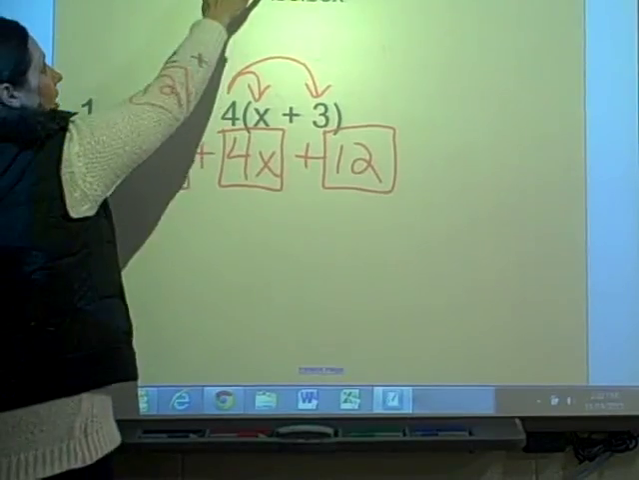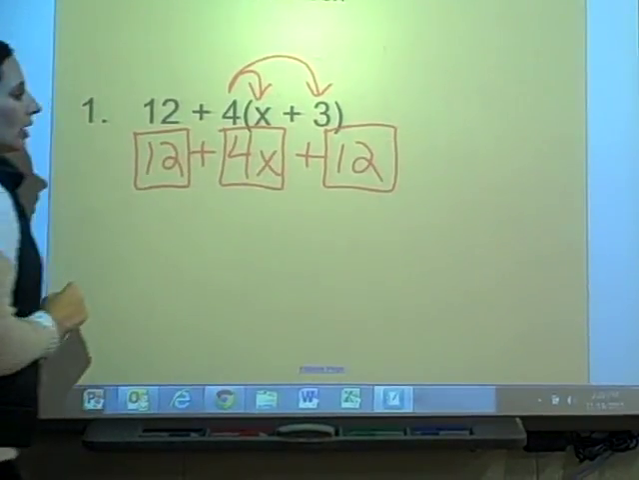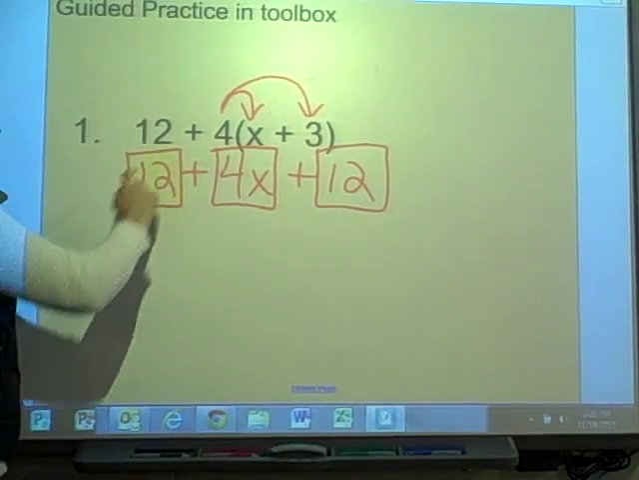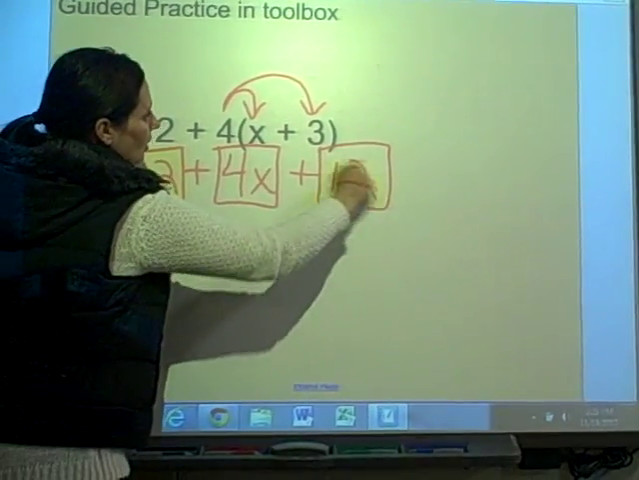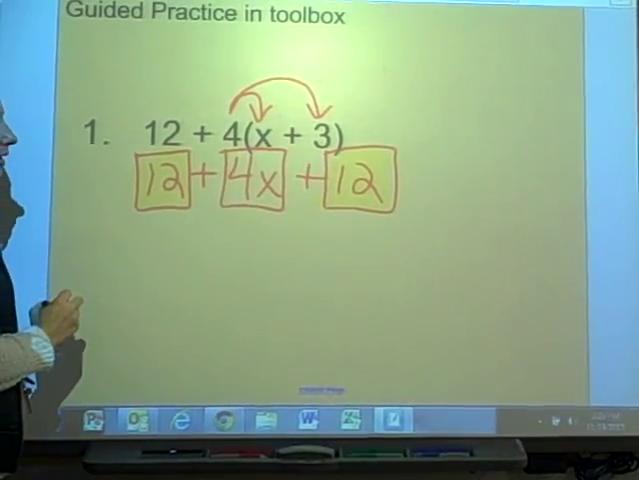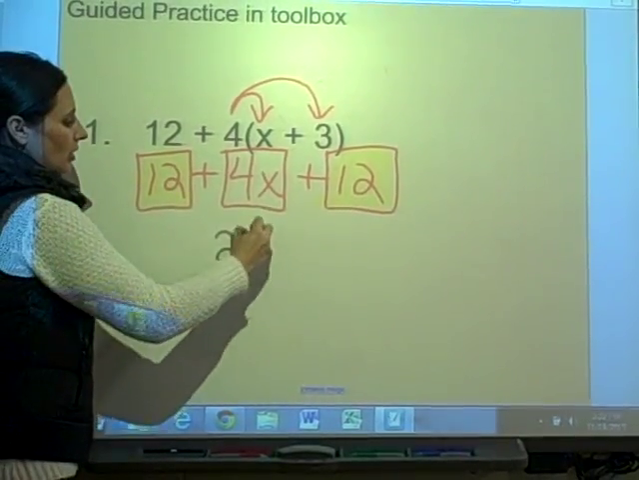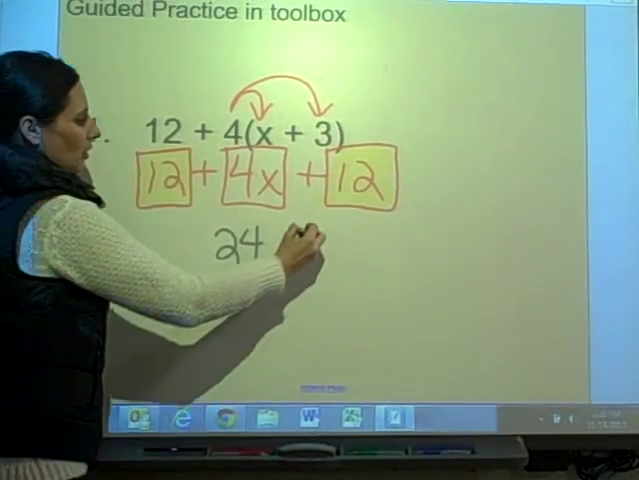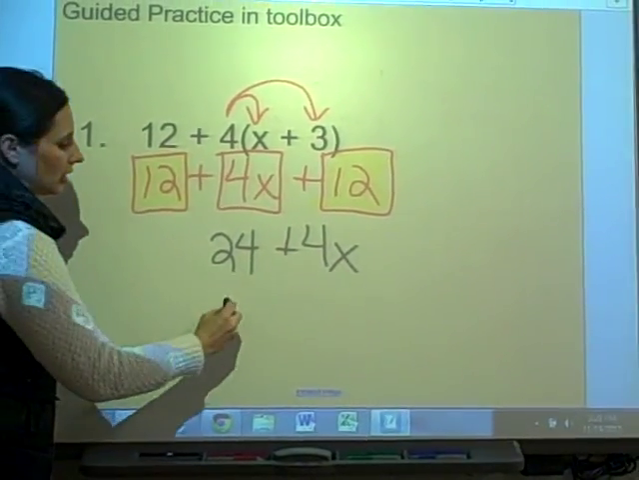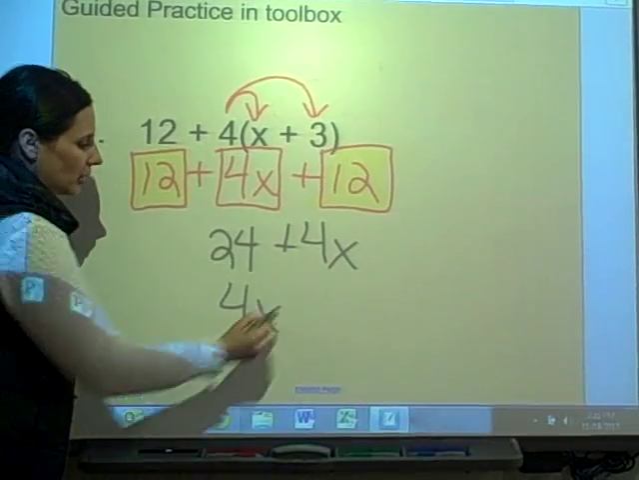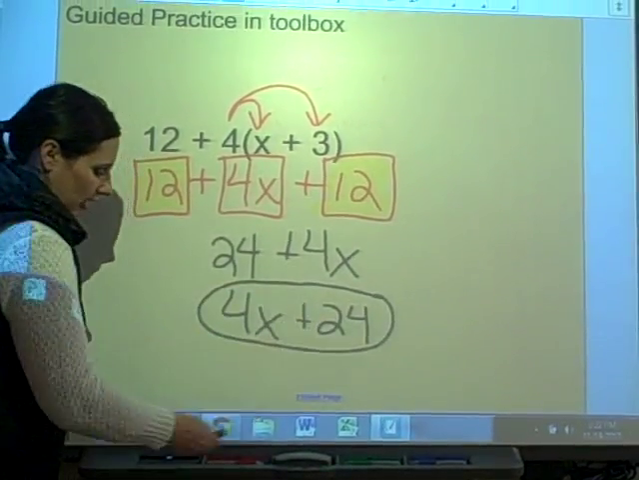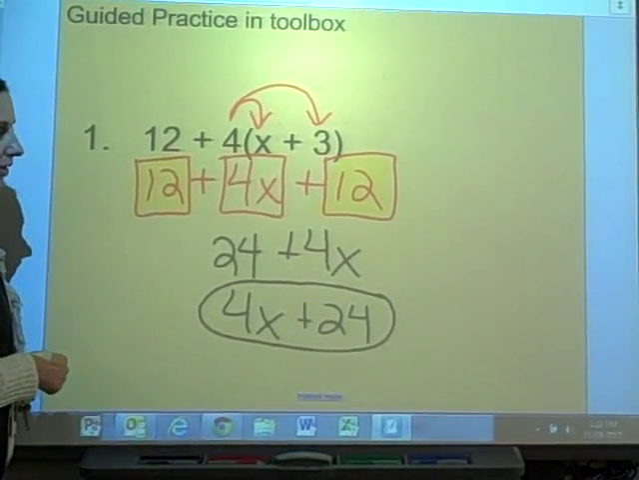get your highlighters out, and what are like terms that you can add together? Well, my 12 is a constant, 12 is a constant, that goes together. 12 plus 12 equals 24. Don't forget about your 4x. Oops, not in the correct order. Variables first, then your constant. Final answer should be 4x plus 24.